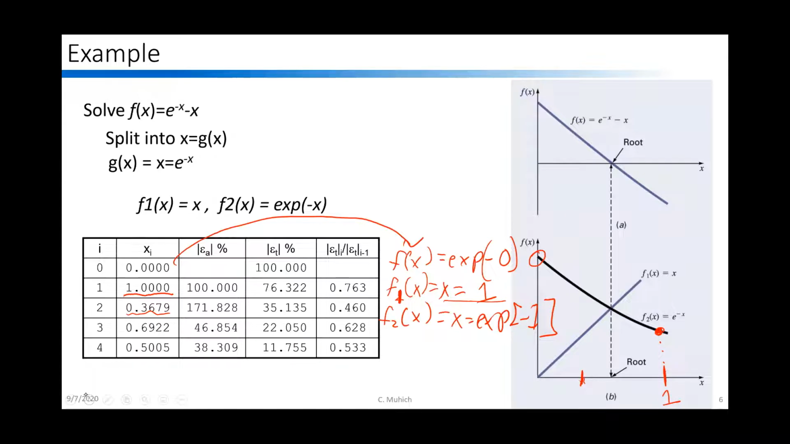We can now take 0.369, plug that into exp negative x, which is going to be 0.6922. We can do that again to get 0.55. We can do this iteratively until we end up converging and our error is less than whatever we want our convergence criteria to be. Okay, so hopefully this is showing you we're taking these x's, plugging them into that g function, setting that equal to x, and then we're just doing this again and again and again.